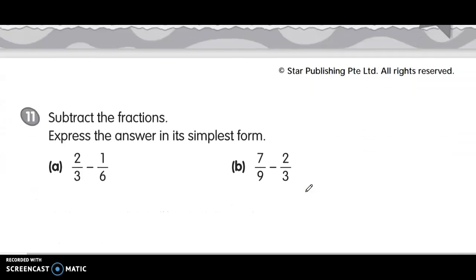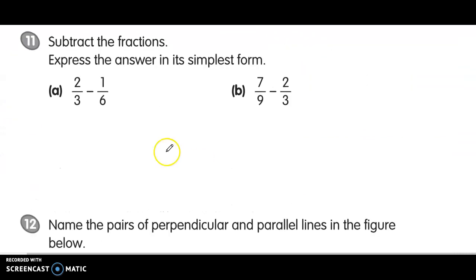So let's move on to subtraction. Subtract the fractions, express the answer in its simplest form. Again, subtract, simplest form. So let's begin. Same rule. 2 out of 3 minus 1 out of 6. Which one do we change? We change this, right? Smallest number. Okay, I'm not saying smallest fraction, smallest number for the denominator over here.